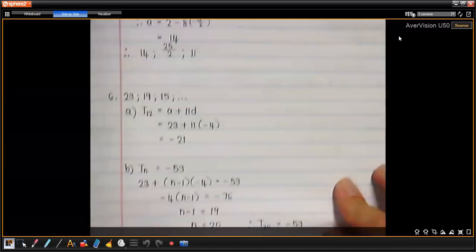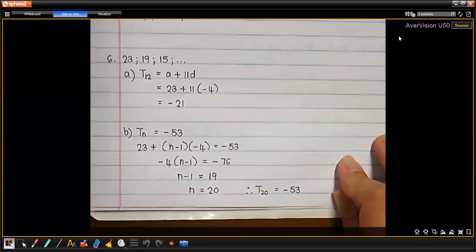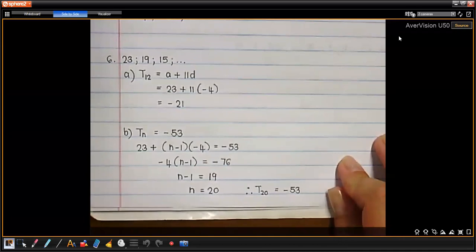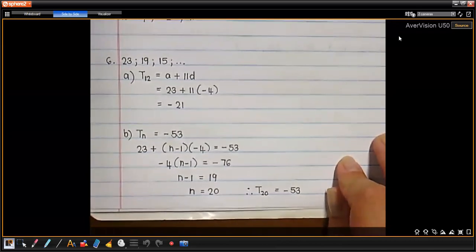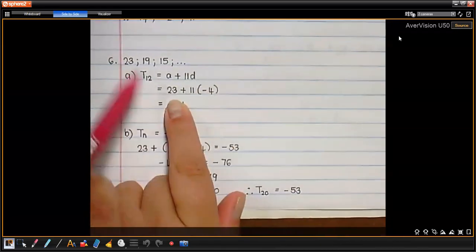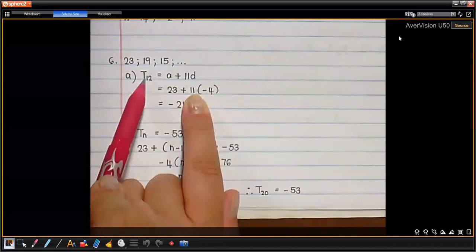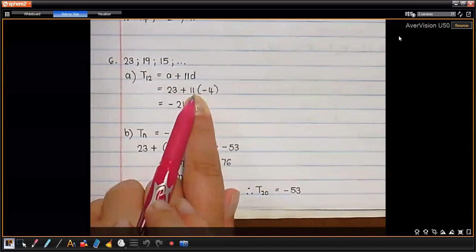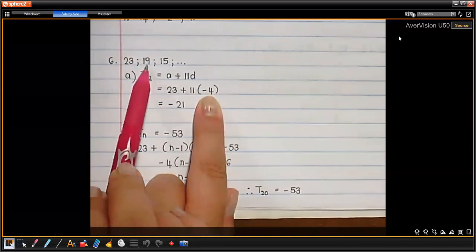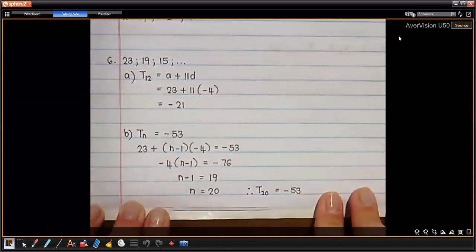All right, 6 was A and B. So for 6A, they wanted you to find the value of term 12. So I just wrote that term 12 is A plus 11D, but you didn't have to do that in a separate step. This could have been your first line, right? We're actually subbing in your A value, your first term, plus, you could have written 12 minus 1 in brackets, because it's n minus 1. So 12 minus 1 will go to 11. And then D is your minusing 4 each time. So D was -4. And then we end up with -1.